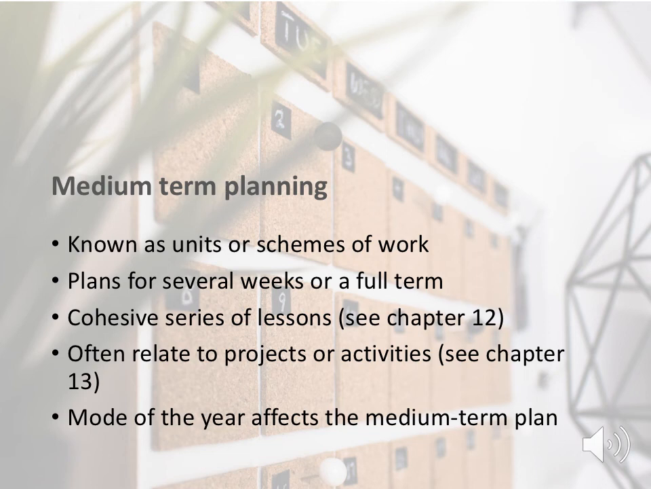They are a cohesive series of lessons, so I recommend you go back and have a listen to Sarah's video and read chapter 12 to think about how you're taking each of those parts of a lesson or those separate lessons and putting them together to make a medium-term plan that allows for children's design and technology capability to develop. They often relate to projects or activities, which Matt discusses in chapter 13, but I think we need to be careful about when we label them by a project, because then as a teacher it's easy to become fixated on the outcome rather than the development of design and technology capability.